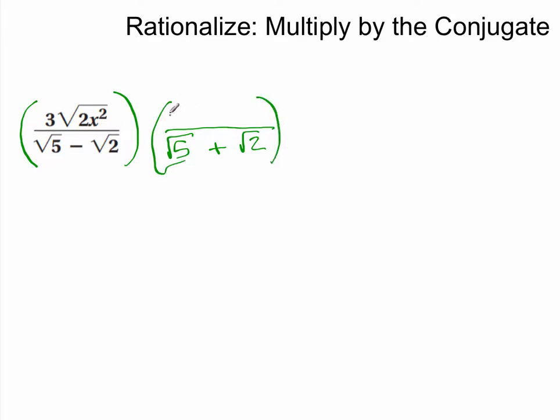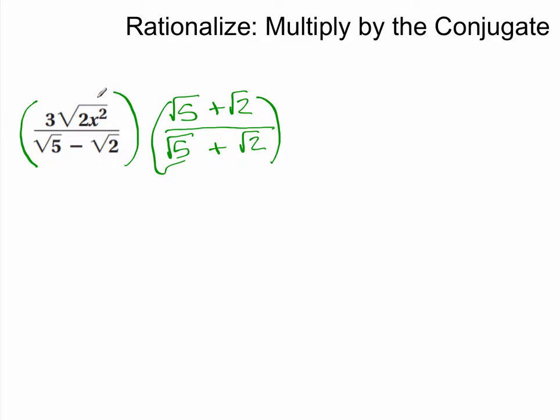So when I have to rationalize one of these, I don't want any radicals in my denominator. So I'm going to rationalize the denominator. So I'm going to multiply by the conjugate of my denominator. So the conjugate of my denominator is the square root of 5 plus the square root of 2. What you do to the denominator, you must do to the numerator. That's only fair.